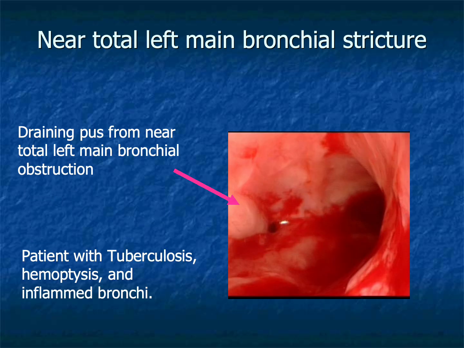Here we see severe inflammatory narrowing of the left main bronchus in a patient with tuberculosis. The bronchus is nearly occluded, and purulent secretions are draining through the residual lumen. Whenever bronchial stenosis is encountered, describe the location, length, appearance, and estimated degree of obstruction. Associated inflammation, secretions, and distal airway consequences should also be documented.